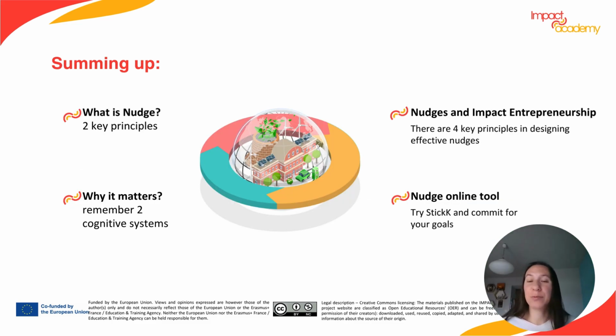So let's sum up what we learned in this module. We learned what a nudge is, and we need to remember the two key principles. We learned why it matters, and we need to remember the two cognitive systems. Then we learned about nudges and impact entrepreneurship, and there are four principles in designing effective nudges. Then last we saw Stick, the online tool.